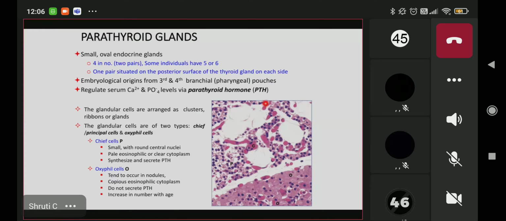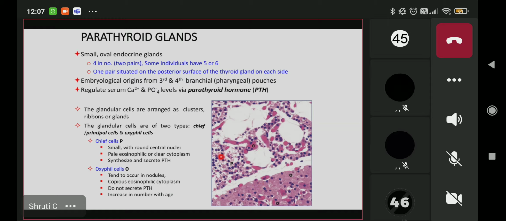Okay. In this picture, you can see that the glands are arranged in clusters, and there are two types of cells. The ones having slightly clear cytoplasm, and the others having granular pinkish eosinophilic cytoplasm. Okay. So these type of cells are the chief cells. These are polygonal in shape. They are small and they have round central nuclei. They have pale eosinophilic, or sometimes very clear, watery clear cytoplasm. Okay. And the oxyphil cells, they have eosinophilic granular cytoplasm.